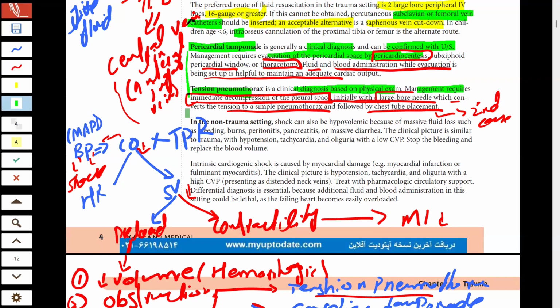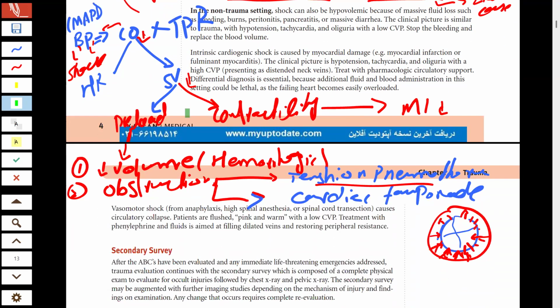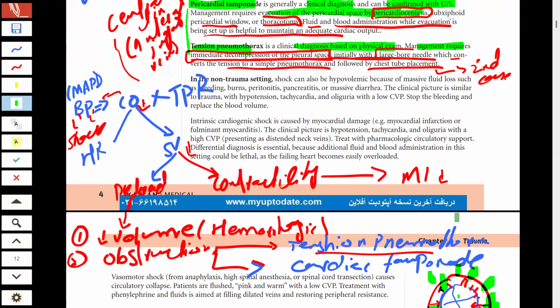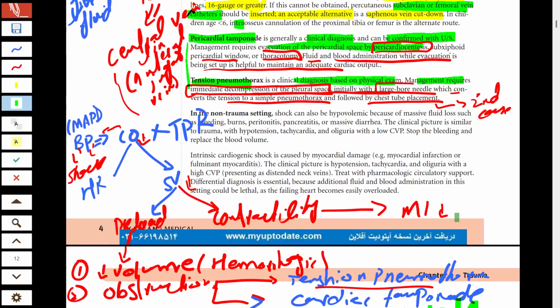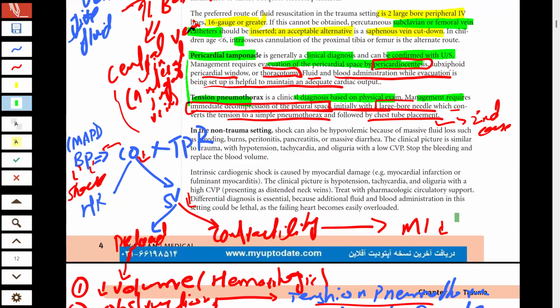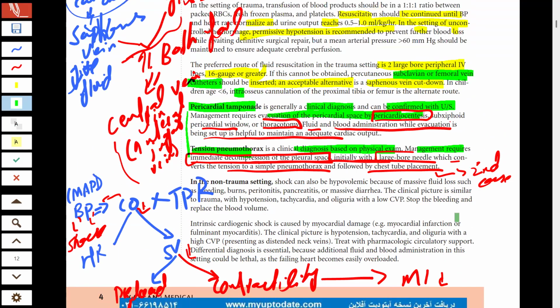So these are the obstruction problems, pericardial tamponade and tension pneumothorax. In pericardial tamponade there is no respiratory distress, but there is an obstruction problem due to the compression of the pericardial space on the heart. The heart will be compressed and shrunk, and is not able to perform its normal work. In tension pneumothorax there will also be obstruction due to the massive air in the pleural cavity, so it compresses the heart as well as the lungs.